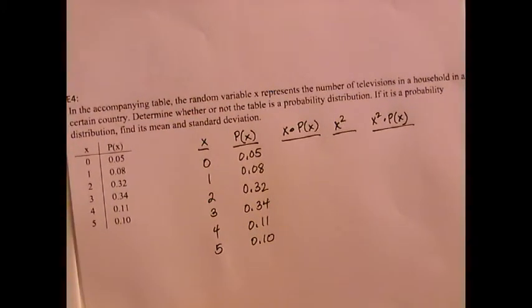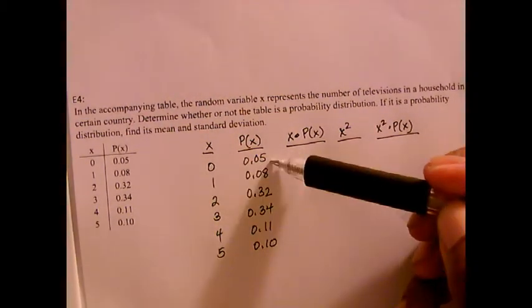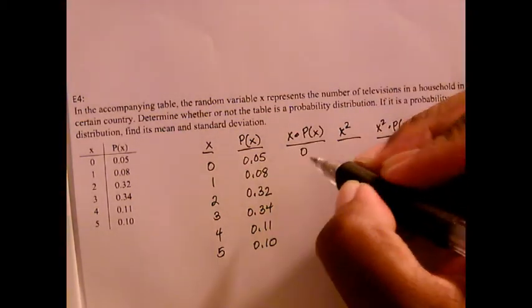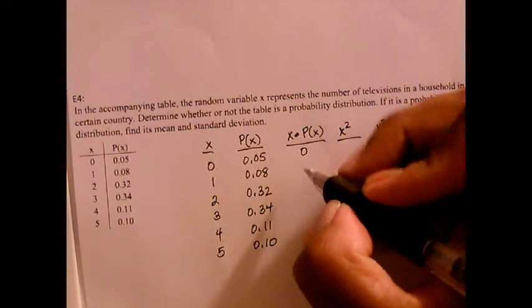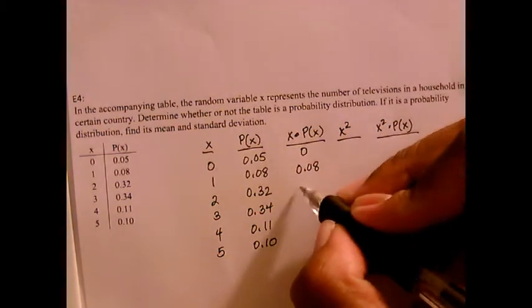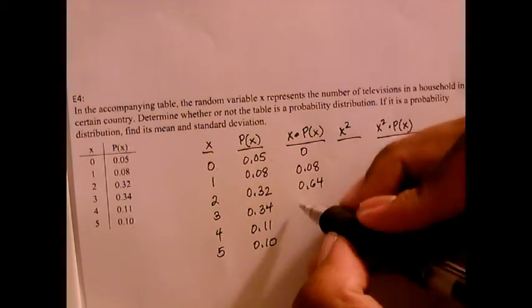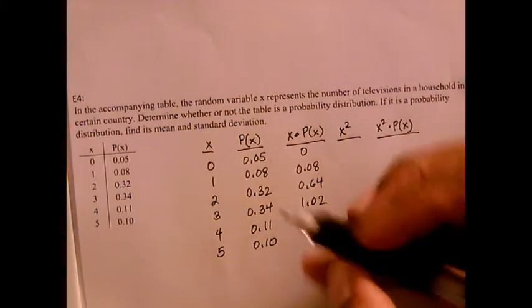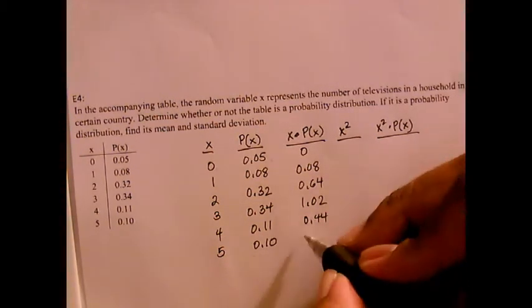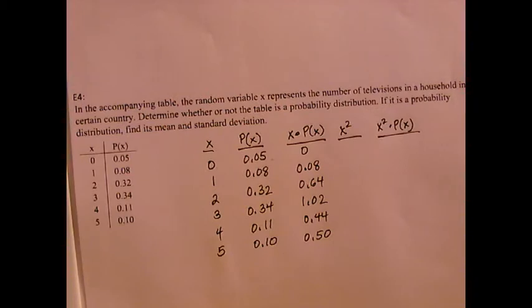As you know, for x times p of x, we multiply the x value by its corresponding probability. So 0 times 0.05 is 0. 1 times 0.08 is 0.08. 2 times 0.32 is going to be 0.64. 3 times 0.34 will be 1.02. 4 times 0.11 will be 0.44. And 5 times 0.10 will be 0.50. Or you can say 0.5 if you want to.